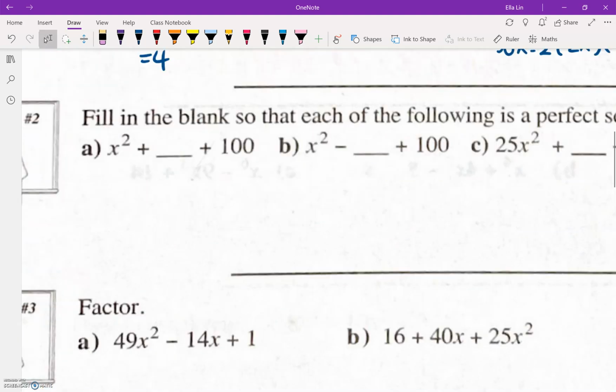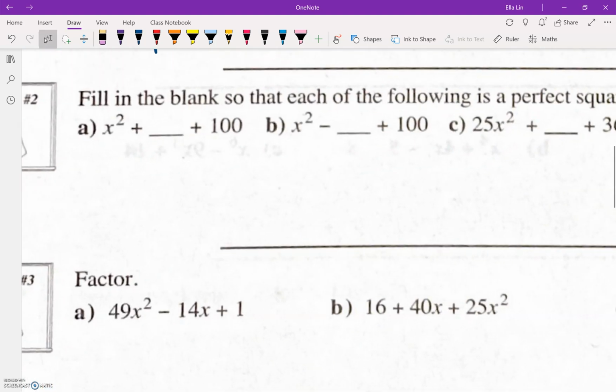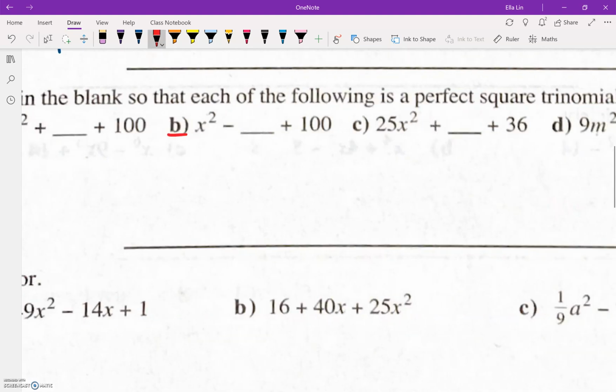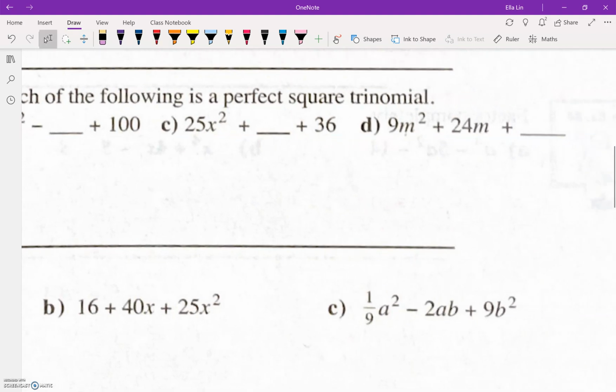Alright, so fill in the blank so that each of the following is a perfect square. A and B are fairly simple, so I'm going to leave that to you guys. I want to work with one that actually has a coefficient greater than 1 in my x squared here. Okay, so I'm going to look at my first term.